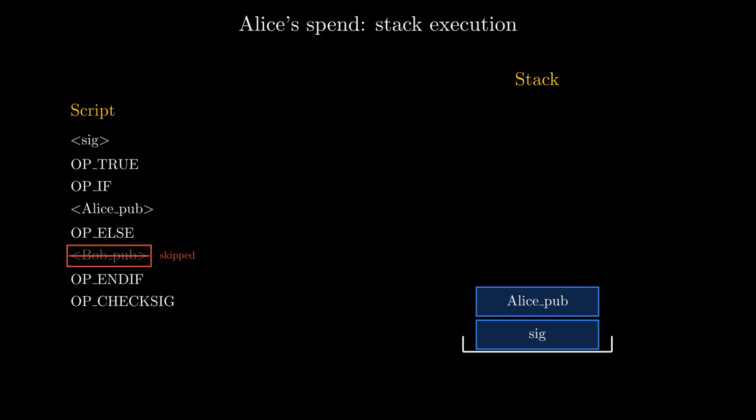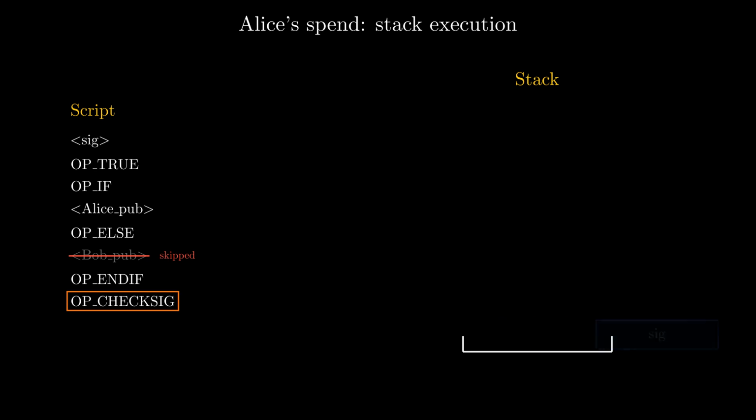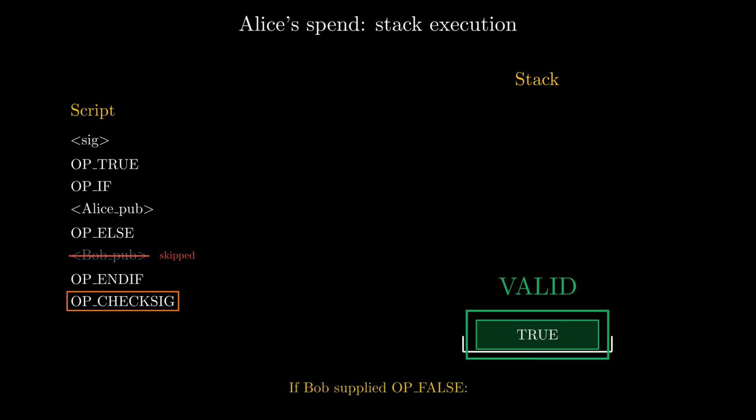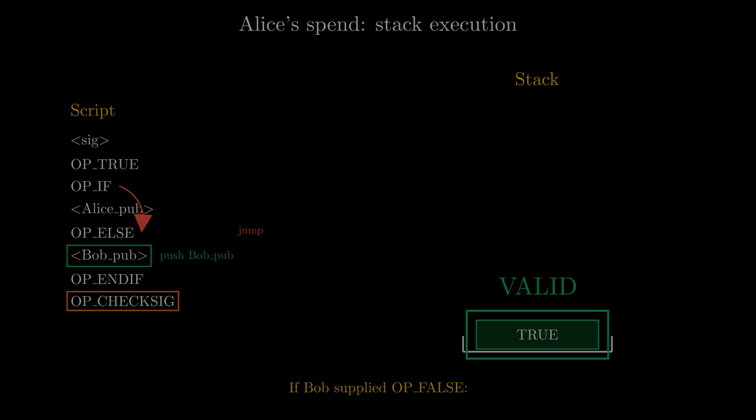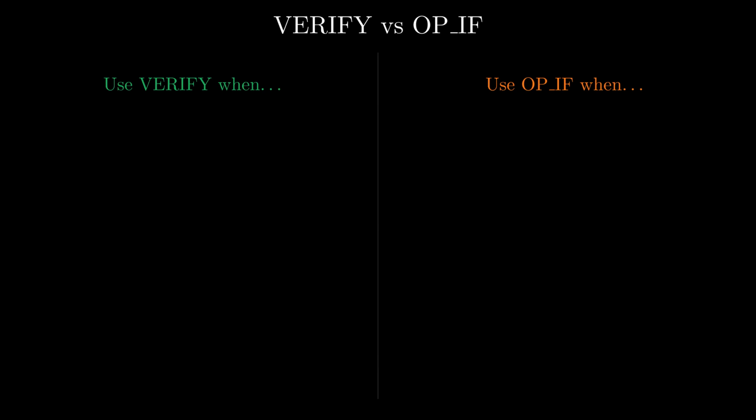OP_IF pops true and enters the if branch. Push Alice's pubkey, stack holds sig and pubkey. OP_ELSE skips Bob's branch. OP_ENDIF closes the block. OP_CHECKSIG pops pubkey and sig, verifies the signature, pushes true. The transaction is valid. If Bob had supplied OP_FALSE instead, OP_IF would have skipped to the else branch and pushed Bob's pubkey instead.